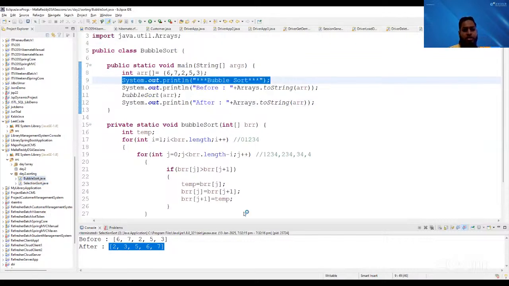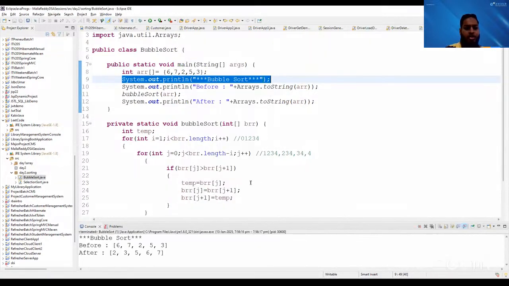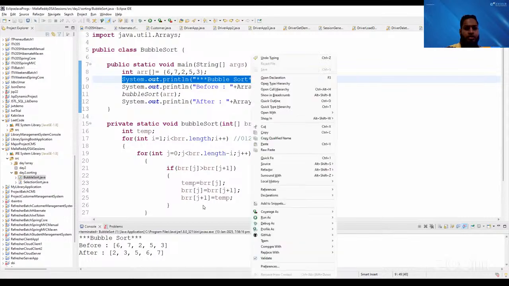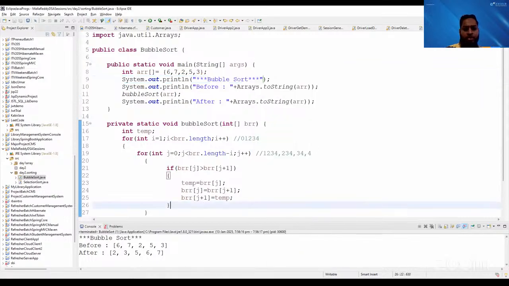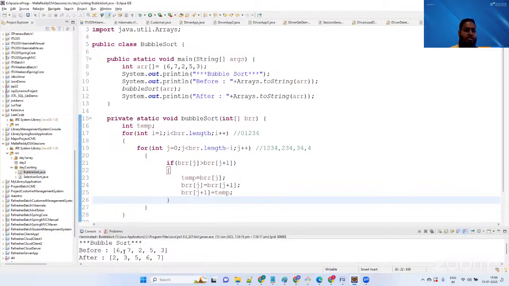Right click, run as Java application, and it works. And it works perfectly fine. I hope my screen is visible to everyone, on Zoom and YouTube. See, it works perfectly fine. 67253 becomes 23567. So this is your bubble sort technique.